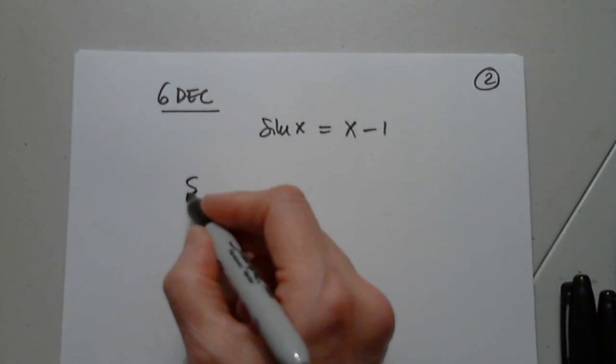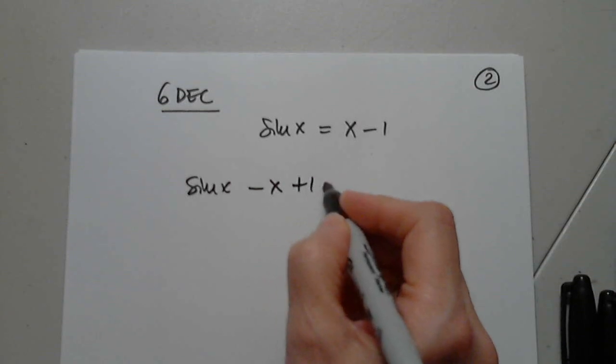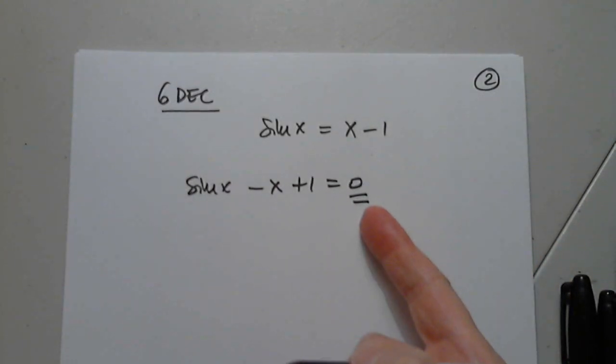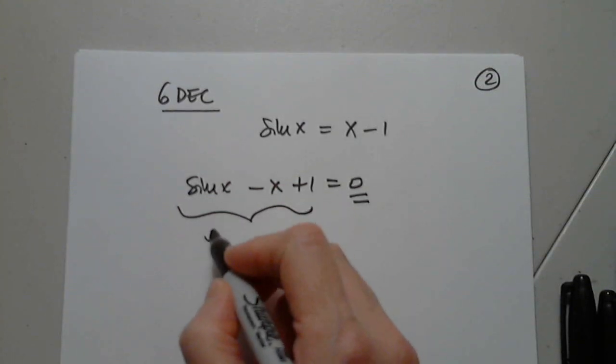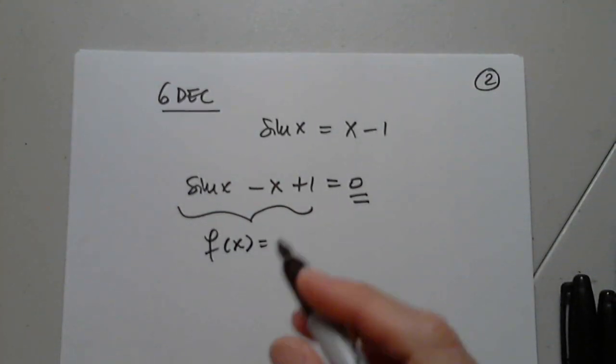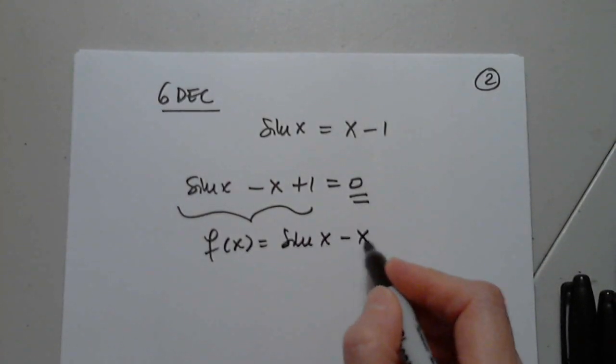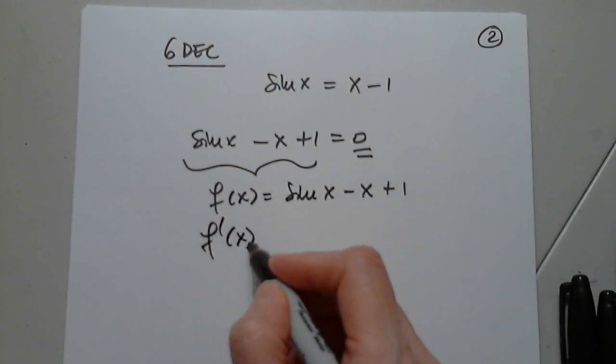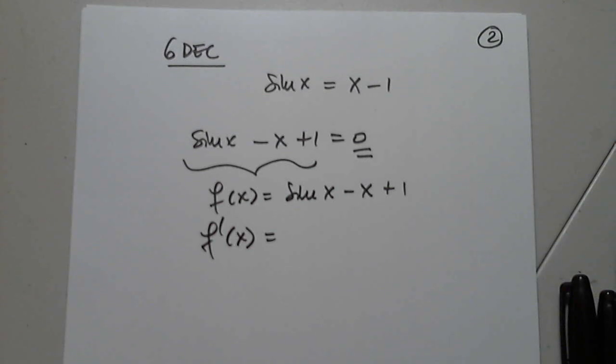So first of all, I have this. That's my first step. I have to have 0 on one side because I need to identify our function. So that's our function, sine x minus x plus 1. Immediately find f prime of x. Can anyone give us f prime of x, please? Cosine x minus 1. Excellent. Cosine x minus 1.